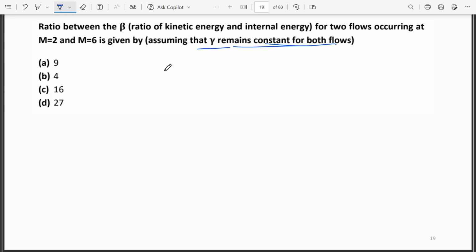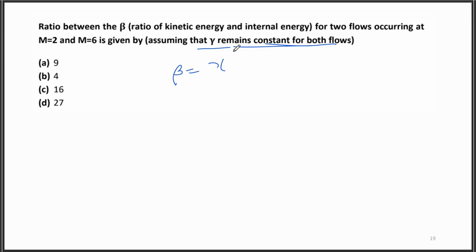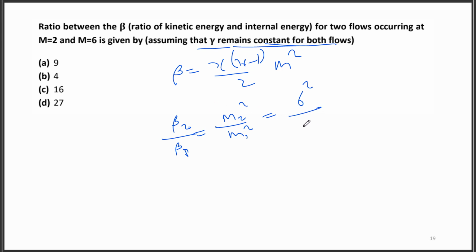Let's solve it. Beta is given by gamma minus 1 upon 2 M square. So beta 2 upon beta 1 will be, as the gamma portion will cancel, M2 square upon M1 square. One Mach number is 6, which will become 6 square, and the other is Mach number 2, squared. So it will be nothing but 36 upon 4, which is 9. So the answer for this problem is option A, 9.